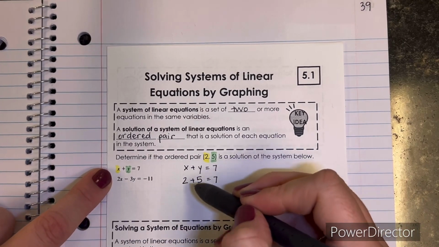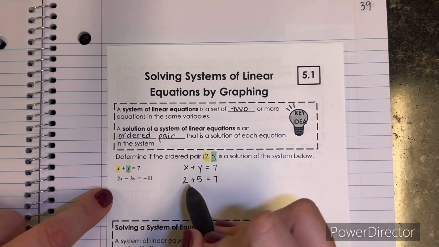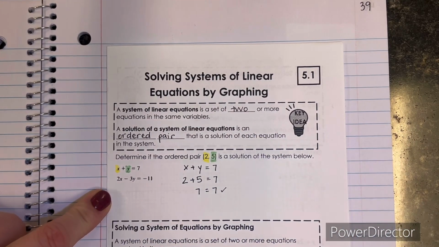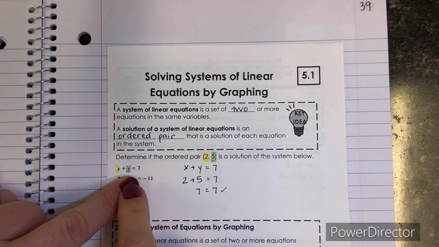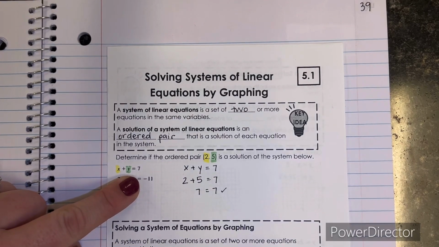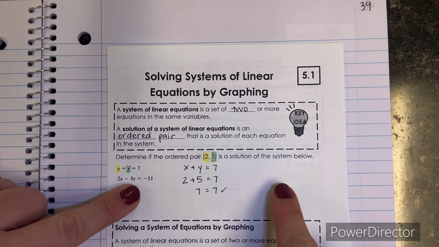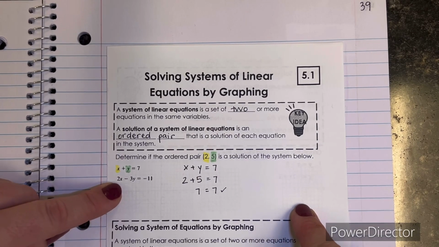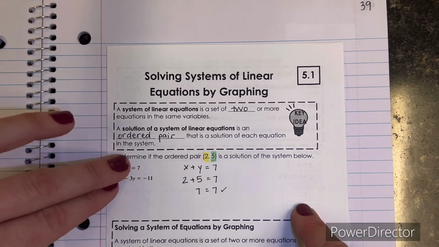So then I'm going to simplify this left-hand side. 2 plus 5 is 7. 7 equals 7 is a true statement. So (2, 5) is a solution to that first equation. Now my job is to go check the second one to see if it works for that one. If it works for the second one, then it's a solution to the system, which is both.